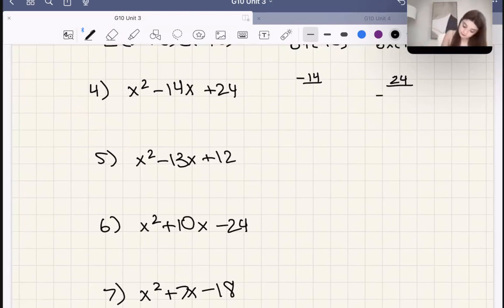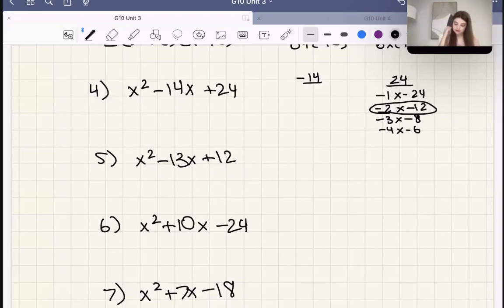So for 24, that could be negative 1 times negative 24, could be negative 2 times negative 12, negative 3 times... it doesn't matter because the last one is actually going to be the answer, but let's just finish this for argument's sake today. Let's see, negative 8. And then I guess negative 4 times negative 6. But now the answer is this one here. Negative 2 and negative 12 is going to be our answer. So this is equal to x minus 2, x minus 12. And there we go. Awesome.